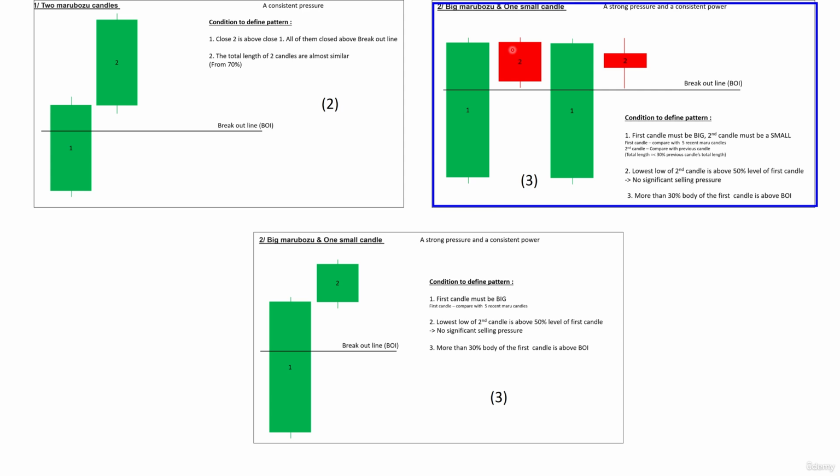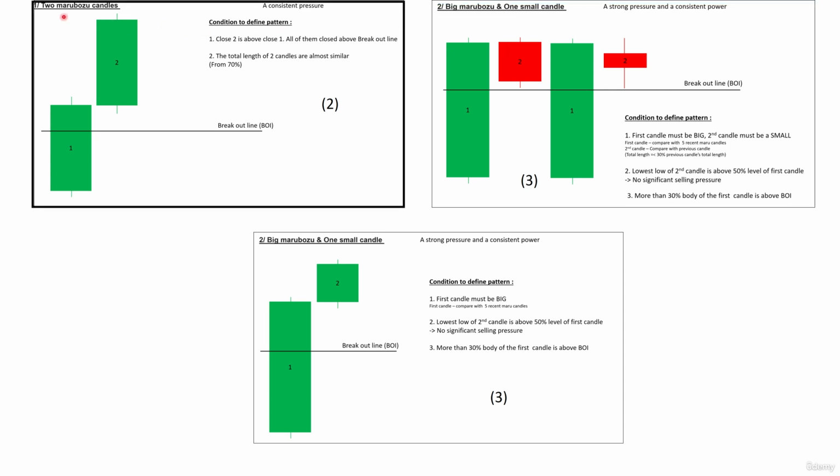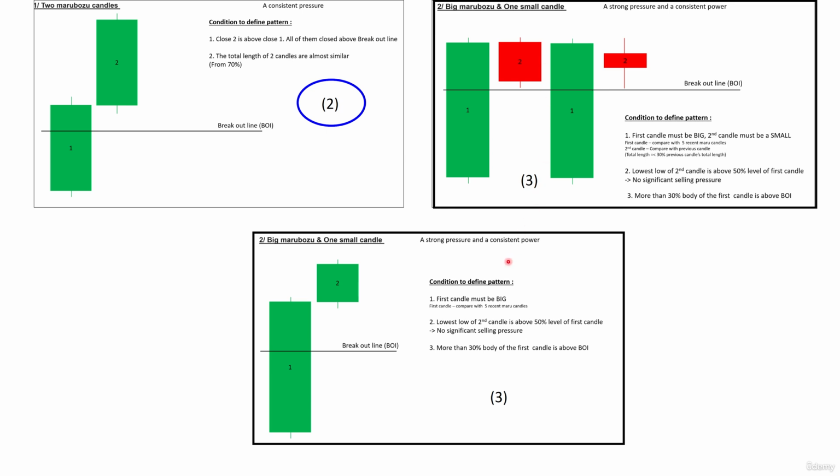This case has two candles of similar colors, and this case has different colors. At this time, you will see that for the two Marubozu candle standard, we only have two conditions right over here. You can see I already noted the number of conditions right here, and for this case or this case, we see that we have three conditions, 1, 2, and 3 right over here.